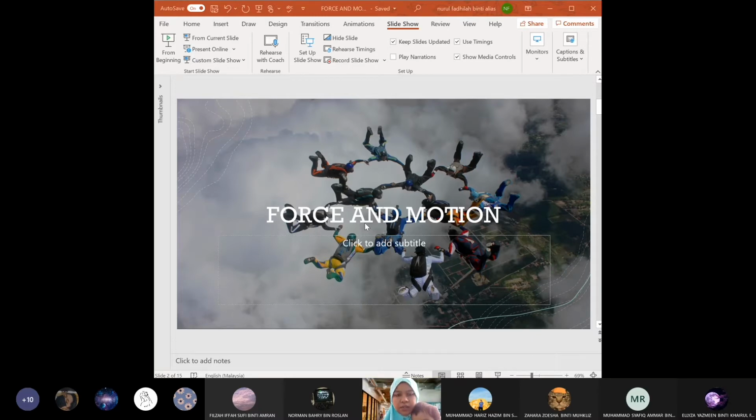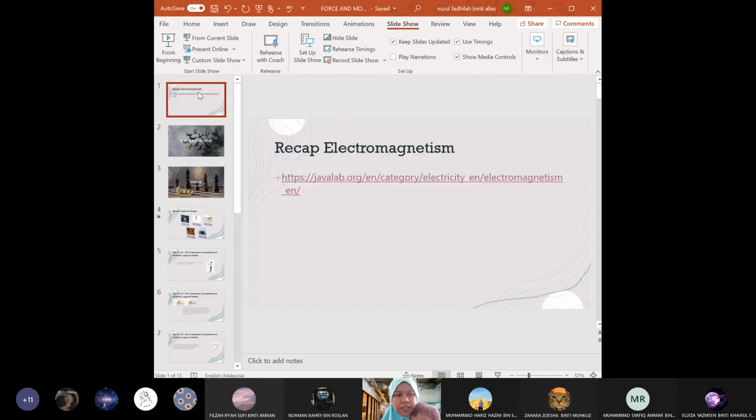Okay, so now before we move on with force and motion, last time I asked you to do homework about electromagnetism. Tak sempat nak ajar sangat kan? Okay, this is about electromagnetism. Yeah, last time you did the homework.